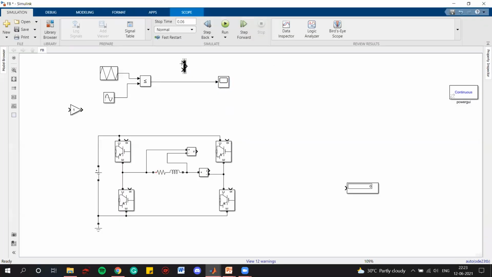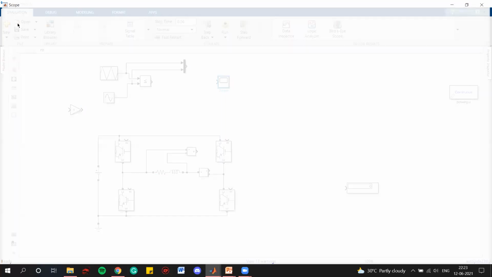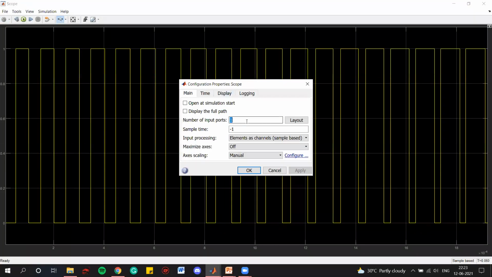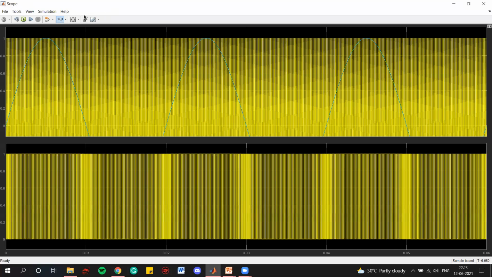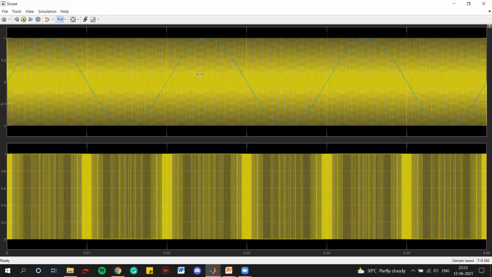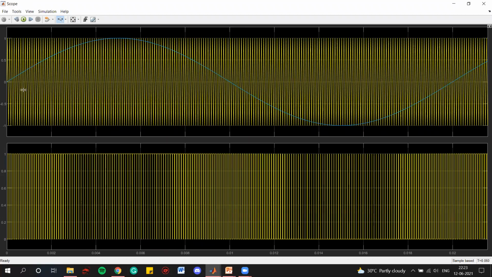So we're directly getting these in the gate pulse only. But let's see the output. Now it will show us. So if we see the first graph, I'll just zoom it in for the first cycle.